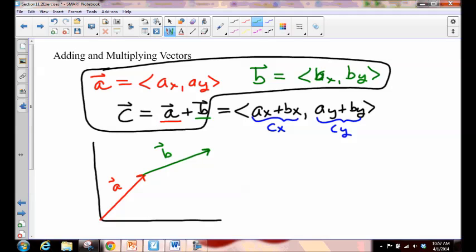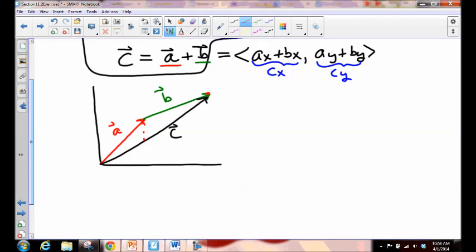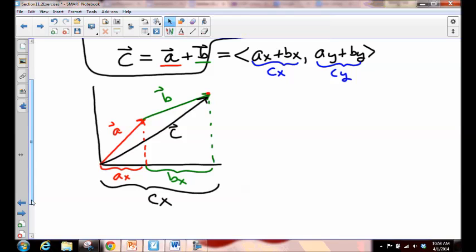And then when I'm ready to draw in vector C, I connect the leftover tail to the leftover tip, and that will give me vector C. And of course, if I'm adding more than two vectors, I just keep drawing them at the tip of the vector before, and I wait until I've added them all together to get my vector C. Now we can see that if I drop a line down here, and this is the x component of A, and I drop another line down here, and this is going to be the x component of B, that if I add those two things together, I will in fact get the x component of C. And I could do something similar in the y direction.